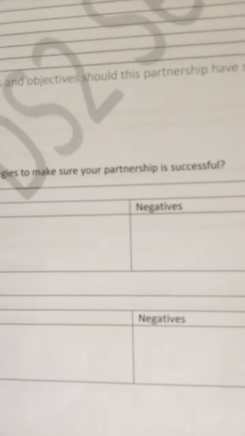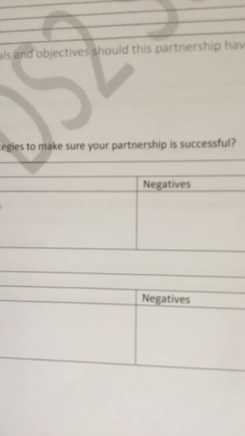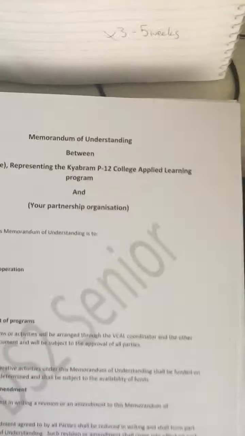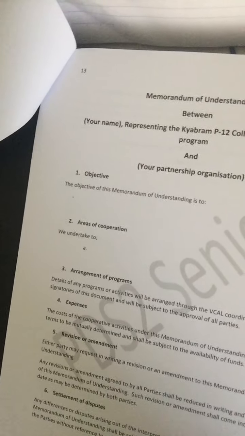So what are some strategies after that to make sure the partnership's successful? For instance, calling them once a week just to keep them updated, whatever. But tell us what the strategy is and the positives and negatives for each of those strategies. From there, you're up to page 13, which is a memorandum of understanding.